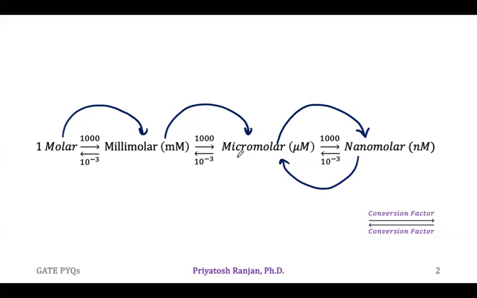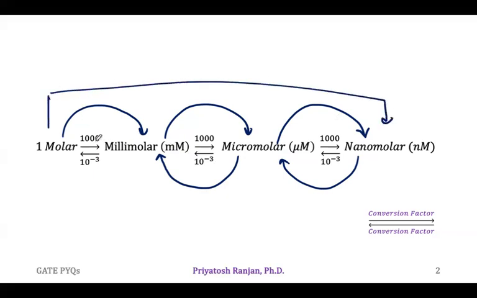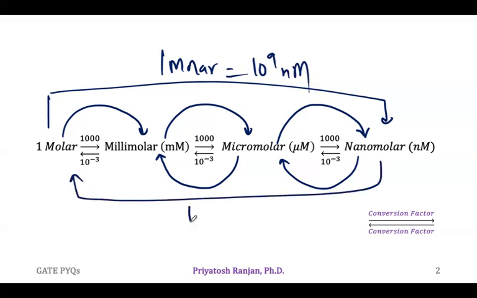Similarly, 1 micromolar to the millimolar. Remember, the millimolar is a bigger unit. So 1 micromolar is equal to 10^-3 millimolar. If I have to move from molar to nanomolar, I'll just consider all these numbers: 10^3, 10^3, which is 10^6, and then 10^9. So 1 molar is equal to 10^9 nanomolar, or 1 nanomolar is equal to 10^-9 molar. These conversions will help you in solving many of these numericals.